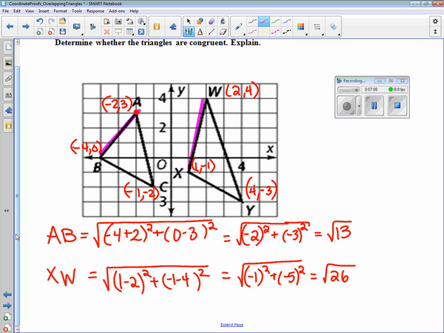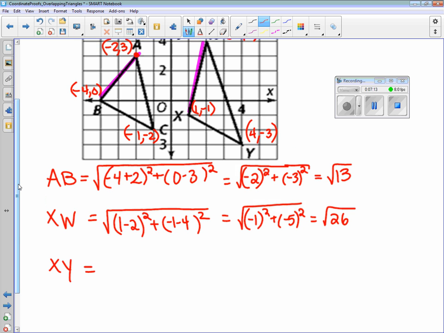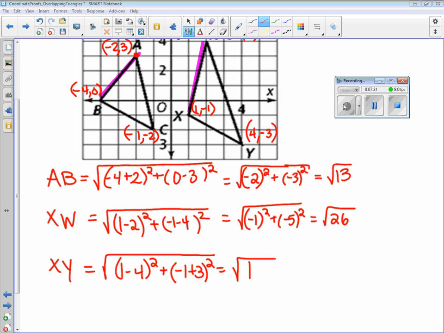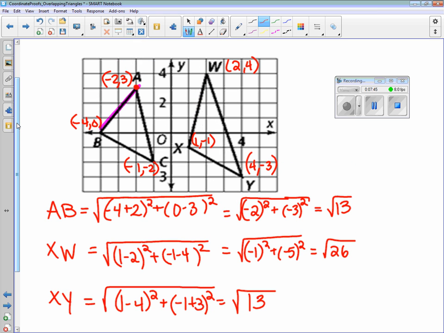So let's add XY. Let's find the length of that one just to make sure that it's not congruent to that one. So I want you to tell me what the length of XY is. I got the square root of 13, didn't you? So what does that mean? I have a pair of congruent sides, don't I? Uh-oh. All right, so let's go ahead and color code. So I know that AB and XY are congruent.